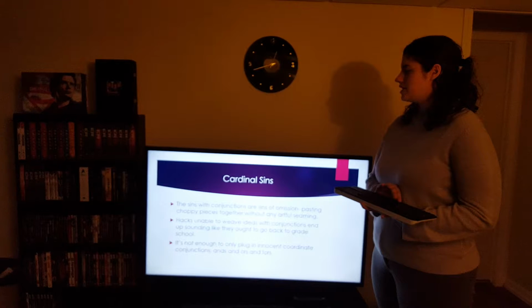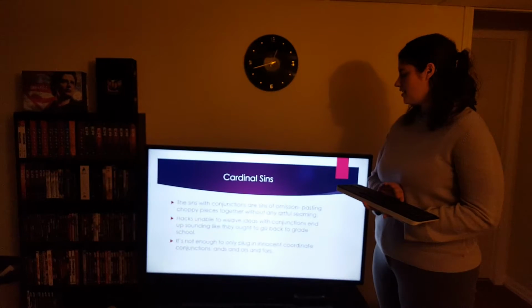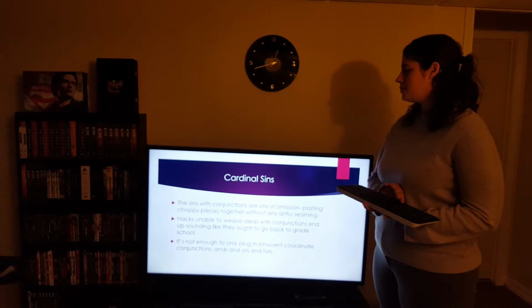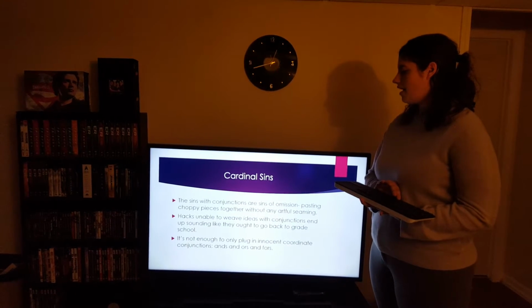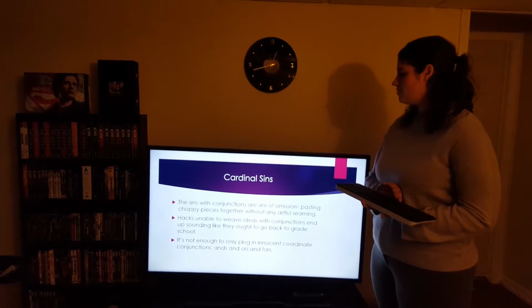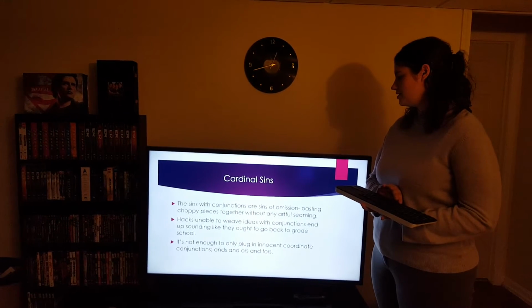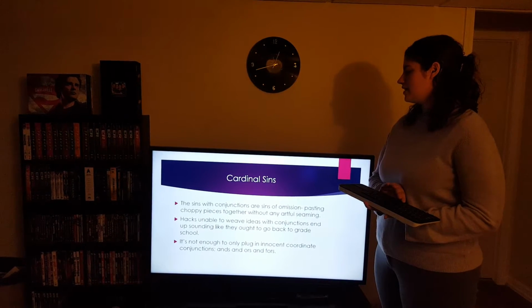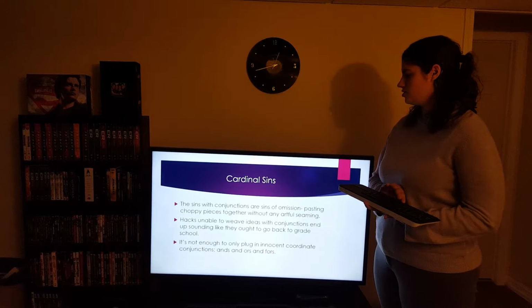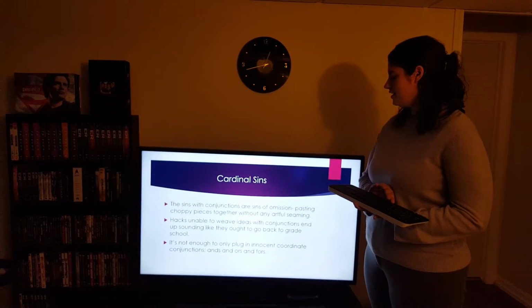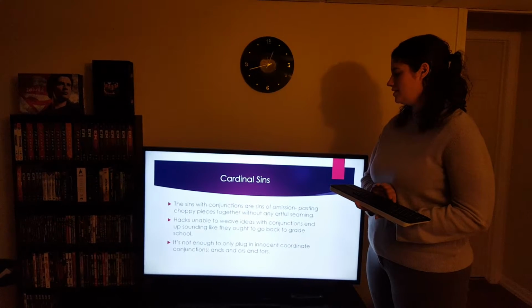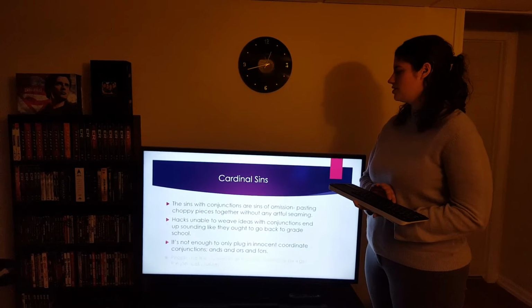Cardinal sins. The sins with conjunctions are sins of omission, pasting choppy pieces together without any artful seeming. Hacks unable to weave ideas with conjunctions end up sounding like they ought to go back to grade school. It's not enough to only plug in innocent coordinate conjunctions, ands and ors and fors.